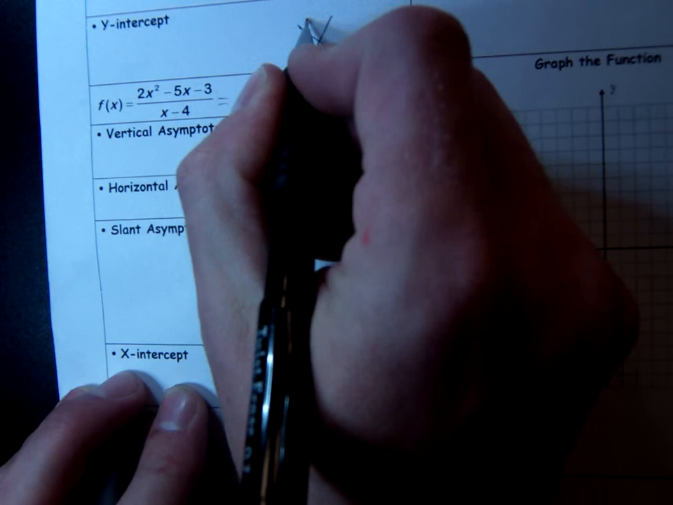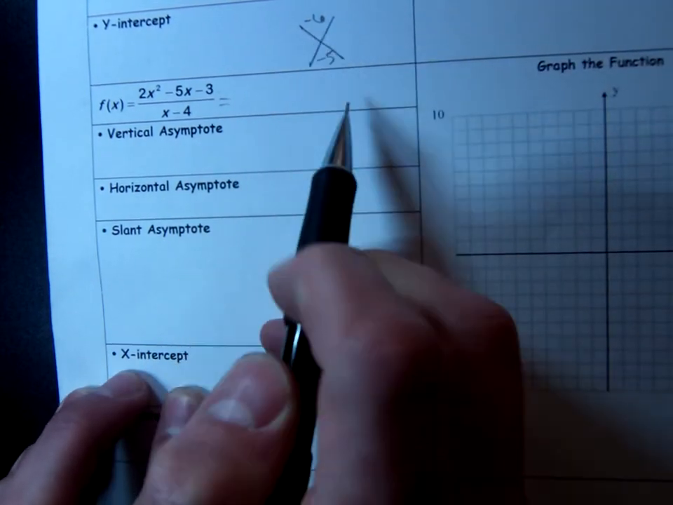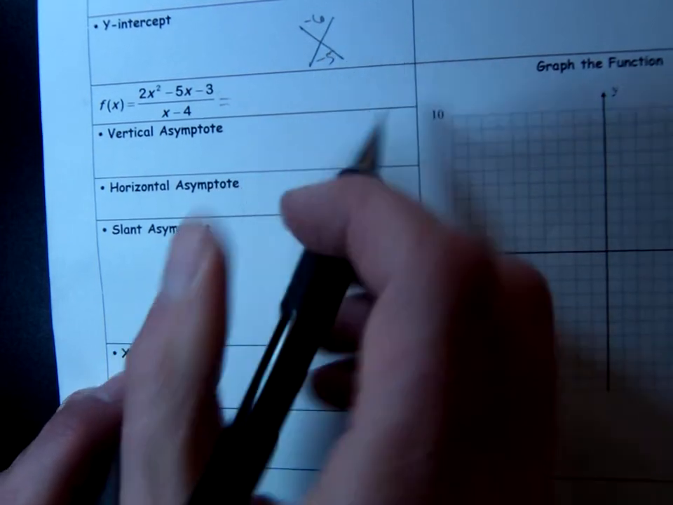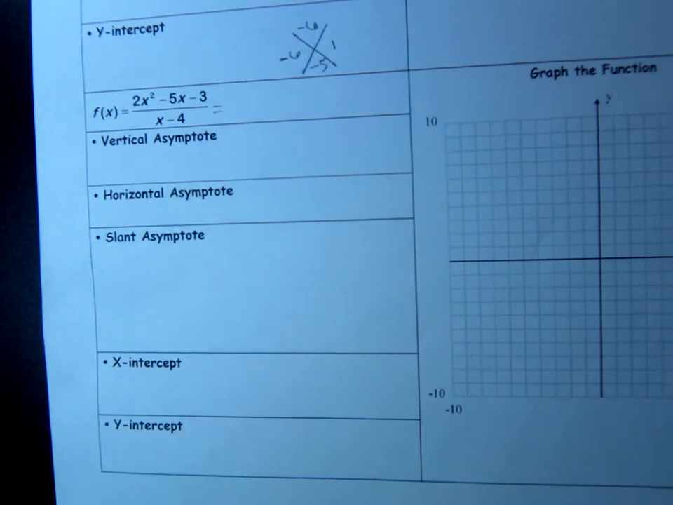2 times negative 3 gives me negative 6. I got a negative 5, so I'm looking for two numbers that multiply to get negative 6 and add to get negative 5. Well, that's just negative 6 and positive 1. So this can be factored.